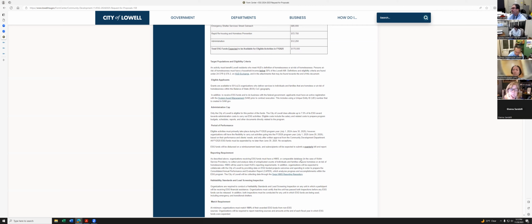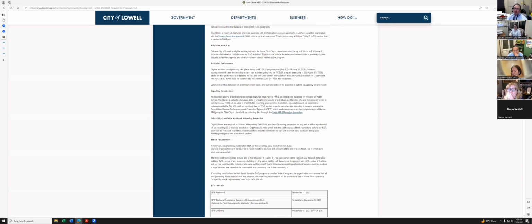Again, all of the residents need to be originally from Lowell, and the households can only make 30% of the AMI. We do require that everybody becomes part of the HMIS system with the coordinated care continuum of care, which is the VESTA program. But once you get funded, we can go more into that to get you up to speed if you don't know what it is or have used it before.